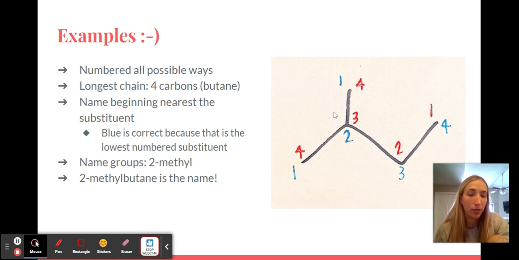Either way, we know that our longest carbon chain is 4 carbons. So this is going to be a butane for our base. And then we are going to name it with the substituent being the lowest number for this one. So that's going to make blue correct, because the substituent is a 2 for the blue numbers. It's a 3 for the red. So blue is correct. So then this one's easy. It's just going to be a 2-methyl. This is a methyl group because there's only one here, one carbon. 2-methylbutane is the name of this one.